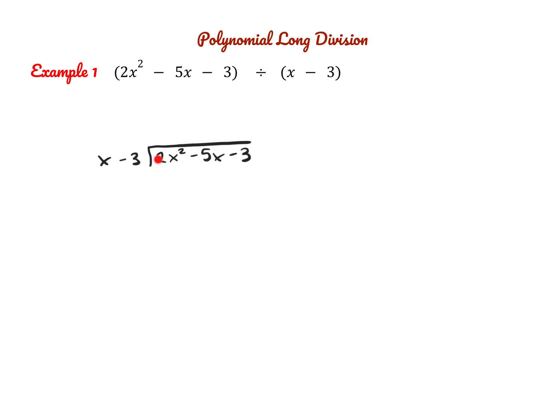So the first thing I'm going to do is I'm going to take this term, 2x squared, and I'm always going to just divide it by the outer term of my divisor. Okay, so I have 2x squared divided by x, which gives me 2x. So I'm going to put that result on top, just like I do with normal long division. Then my next step is to multiply and place the result underneath. When you multiply, I'm going to do 2x times the entire divisor. So I do 2x times x, which is 2x squared. And then I do 2x times negative 3, which is negative 6x.